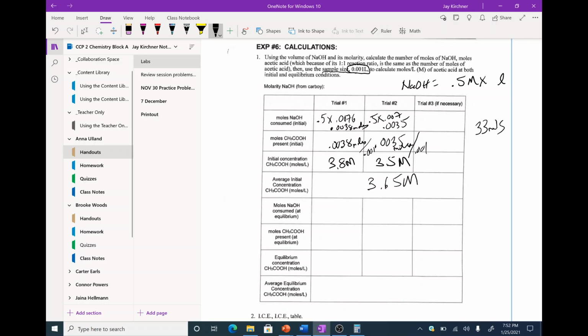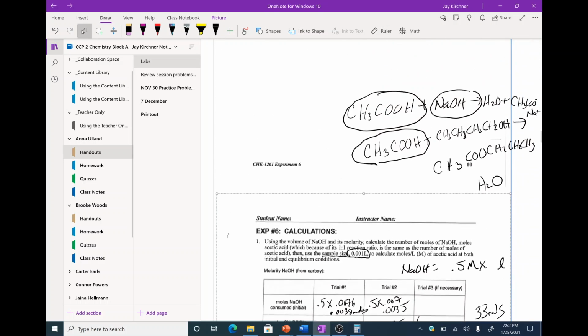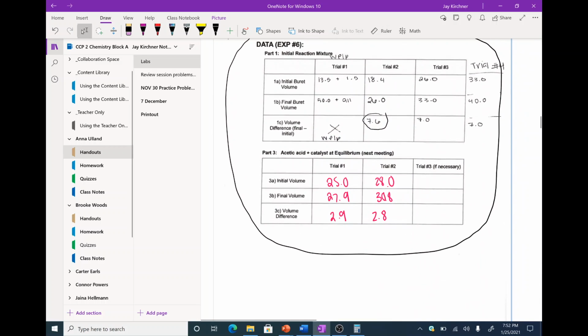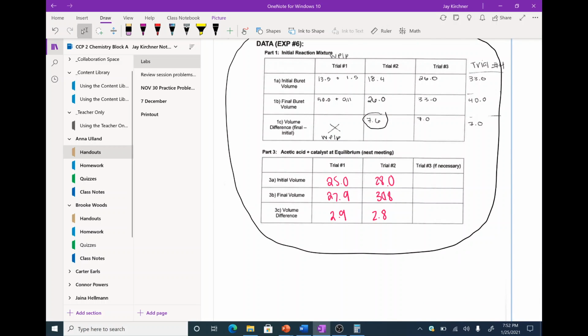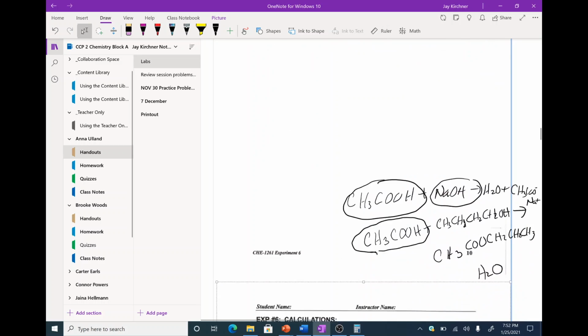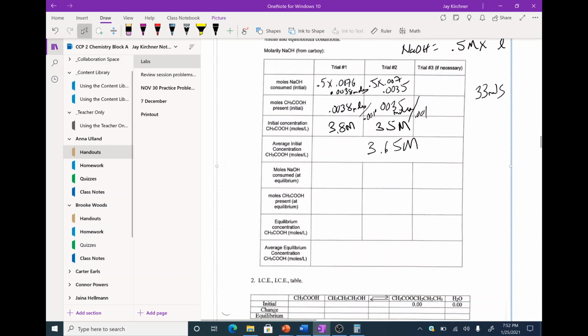Cool. Now, let's go to equilibrium. Same sodium hydroxide solution, by the way. But this time, we're only adding a couple mils. So we got 2.9 and 2.8. So we'll put in 0.0029 or 0.0028 liters. So it's 2.9 milliliters or 2.9 times 0.5.